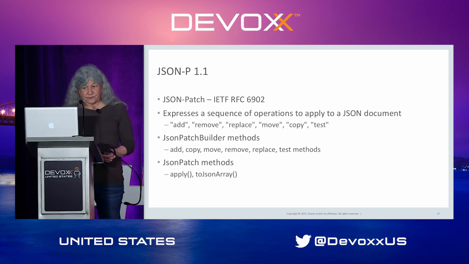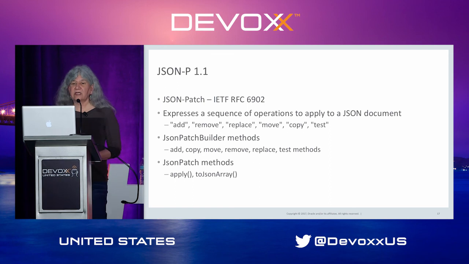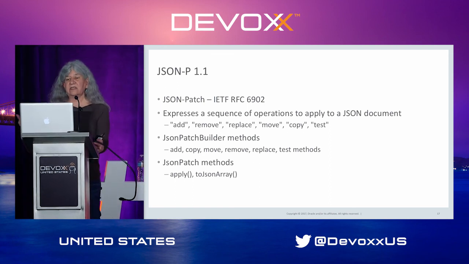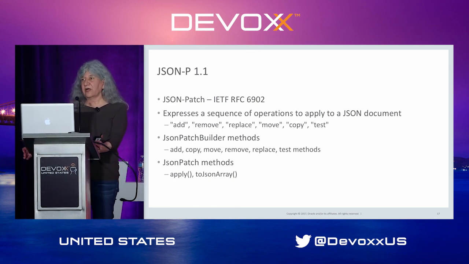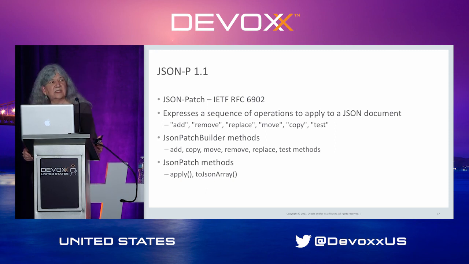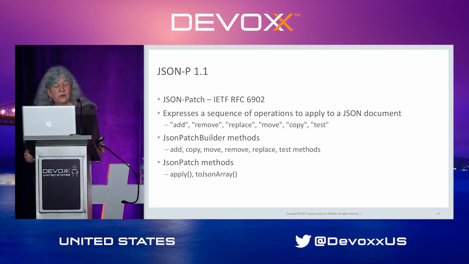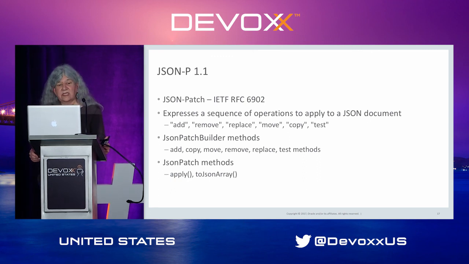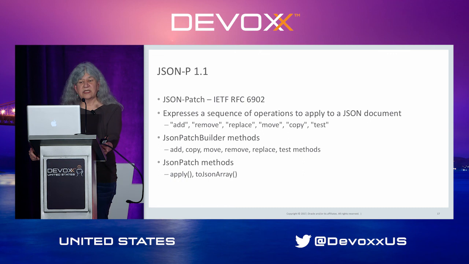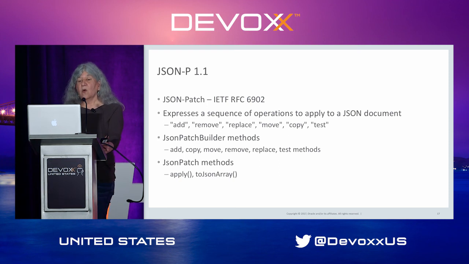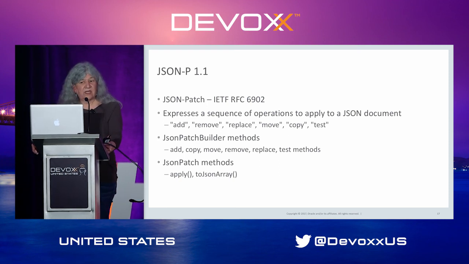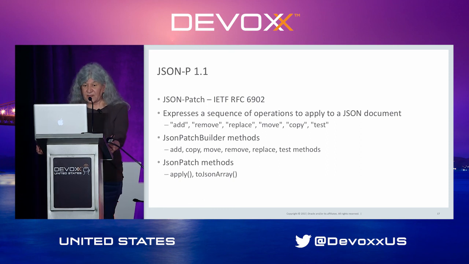Okay, the other, JSON patch. What JSON patch is in the IETF is a document that expresses a sequence of operations that are intended to be applied to another target document. And there's a fixed set of these operations, namely the ones that I've listed here. So the way the JSON Processing API treats this is that you construct a patch using JSON patch builder methods that correspond to these operations. And then, as with the pointer, you pass the document as an argument to the apply method, which will apply the patch. Or you can get back the modified document as a JSON array.